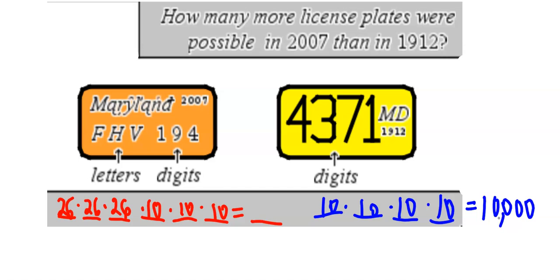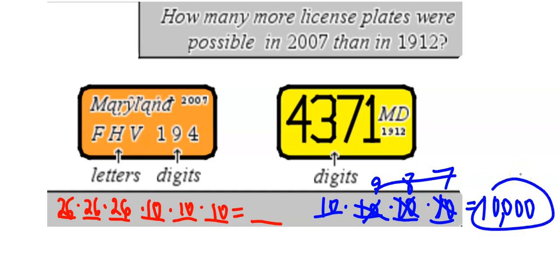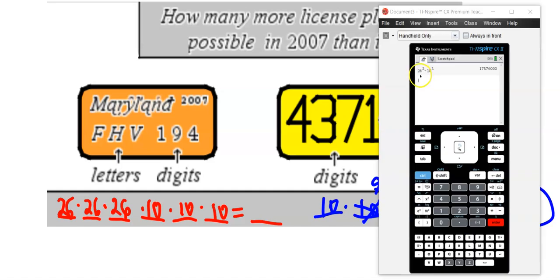And again, it didn't mention this, but if they said no repeats were possible, then this would change. This would be 10 times 9 times 8 times 7. But they didn't mention repeats, so you're going to assume repeating is allowed, so it would be 10,000 there. And then just get your calculator out and type in 26 to the third power, 26 times 26 times 26 times 10 times 10 times 10. This is a huge number here, 17,576,000. So it looks like about 17 million. I guess we would subtract 10,000.